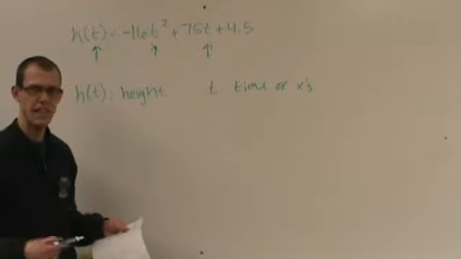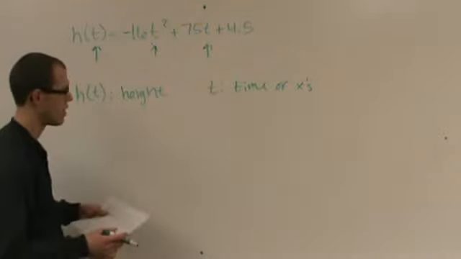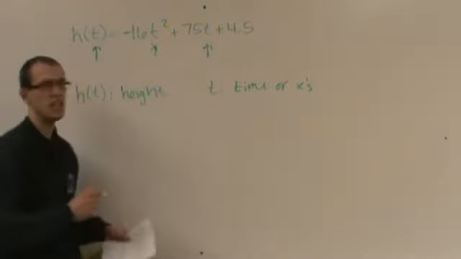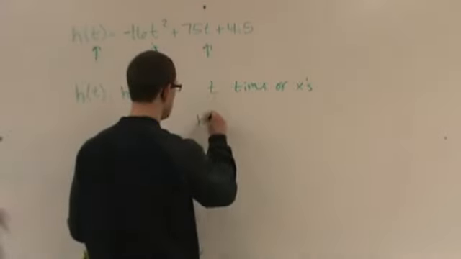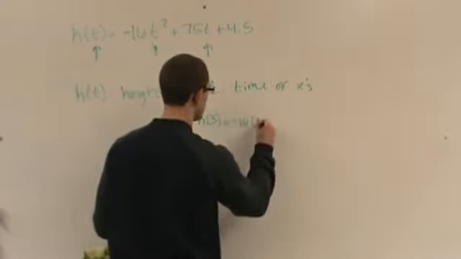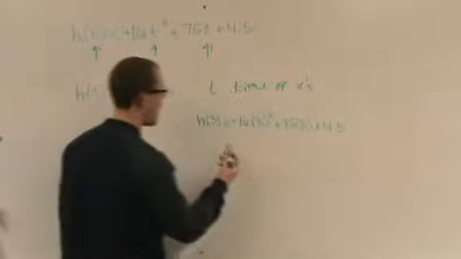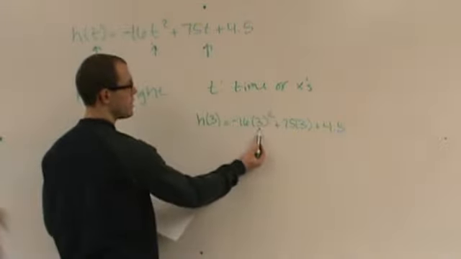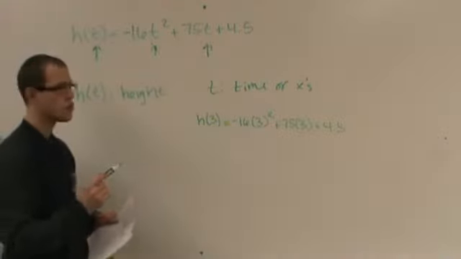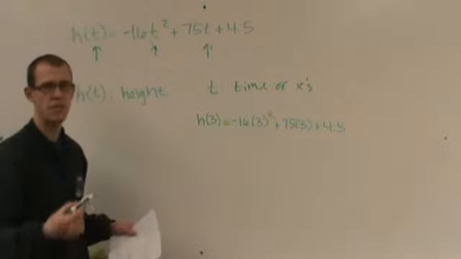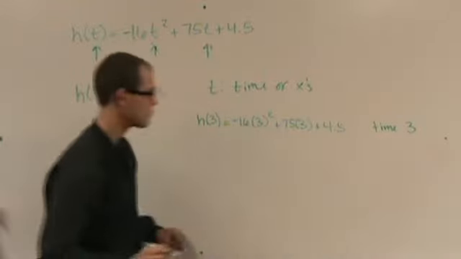So t stands for time. H stands for height, but t stands for time. All right? So that means if I were to put a number in for any of those t's, that means how much time there is. So if I were to say h of 3 equals negative 16 times 3 squared plus 75 times 3 plus 4.5, I put in a 3 here, I put in a 3 here, I put in a 3 here. All those locations are by my arrows where the t's are. So when I put in a 3 for each of those, that means our time is 3. So time is 3. Okay?